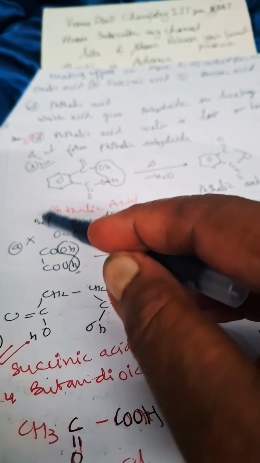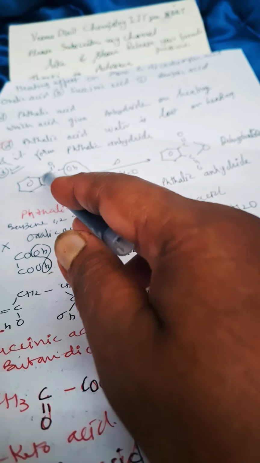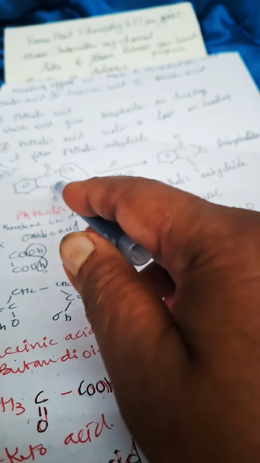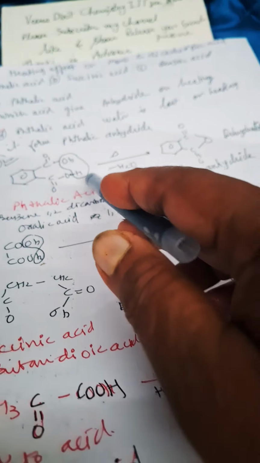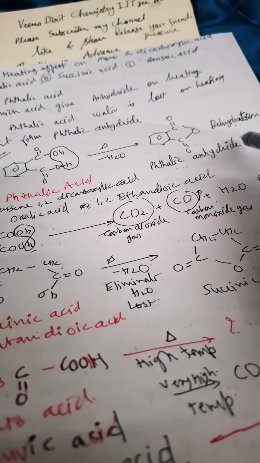Phthalic acid, what is phthalic acid? Benzene 1,2-dicarboxylic acid. This is one COOH group, this is the second COOH group. When we heat it, water will be lost, dehydration takes place and we will get phthalic anhydride.